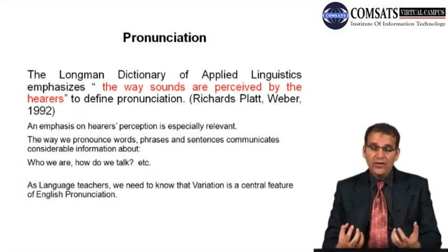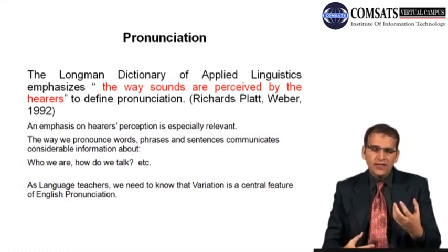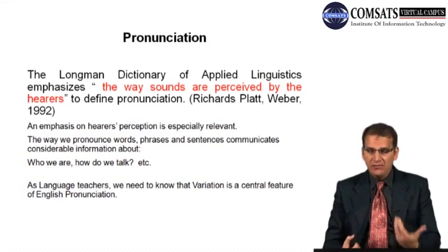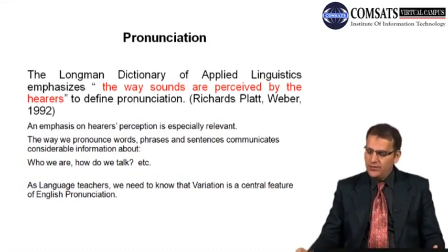So there is variation. We have Indian English, for example. Indian accent is there, American accent is there, British accent is there. So variation is an important feature of English pronunciation. Is that clear? So there is a variety. For example, Australian pronunciation is there, right? I've talked about Indian pronunciation. So definitely variation is an important part of English pronunciation.